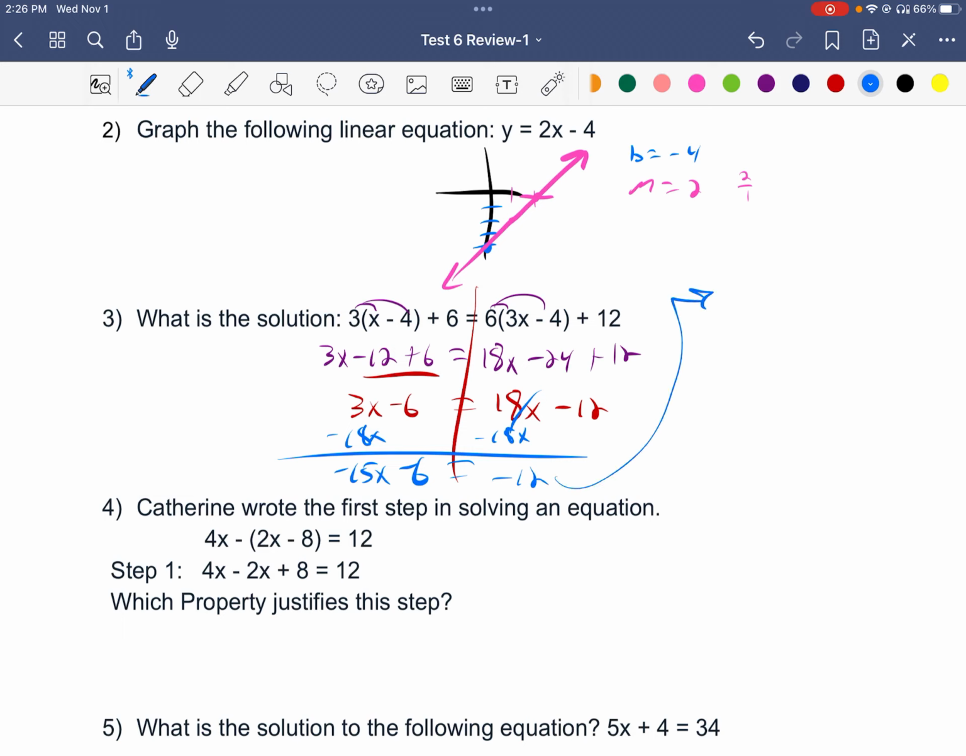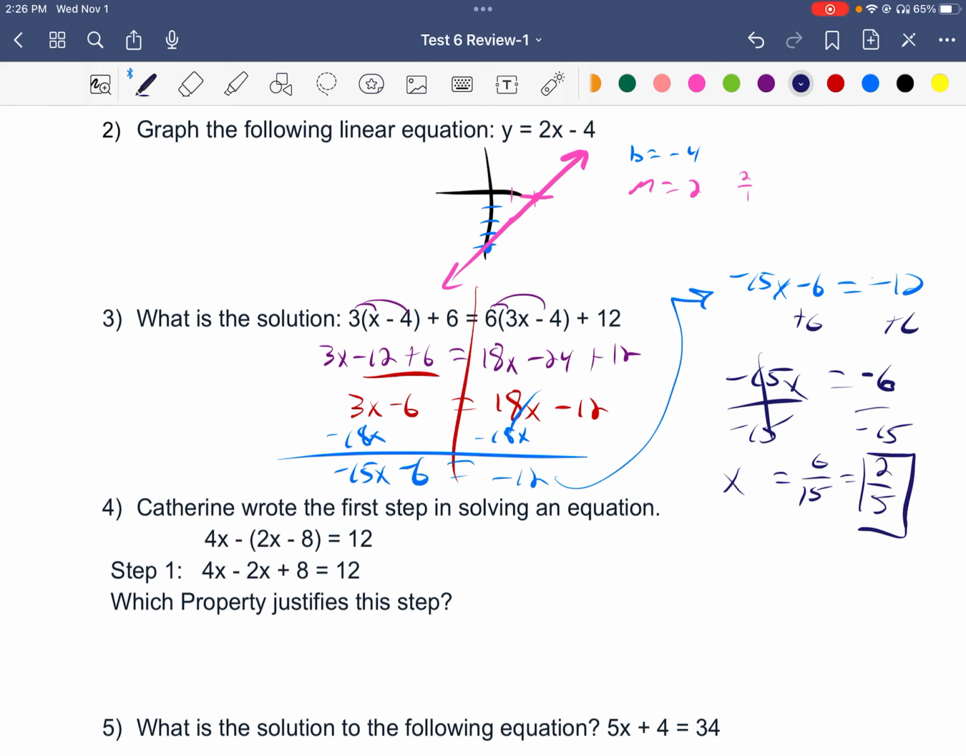Let's move this over here. -15x minus 6 equals -12. All right, I'm going to now isolate this variable. So I add 6, -15x equals -6. Divide by -15, and I get x equals, a negative divided by a negative is positive, so 6 over 15. I could simplify that. I could divide both of those by 3. So I could get 2 over 5, which is the same fraction.